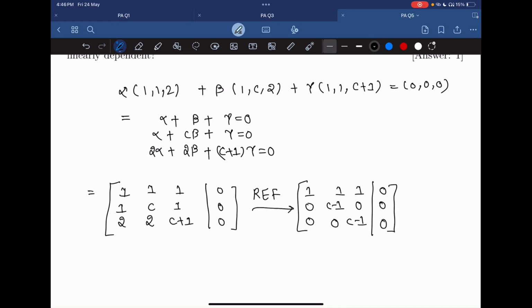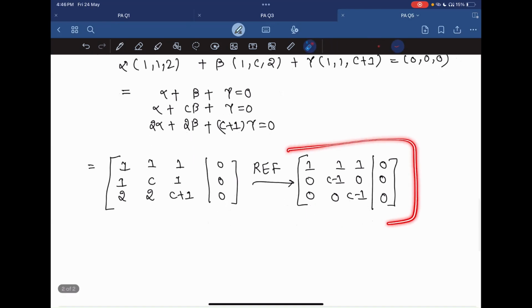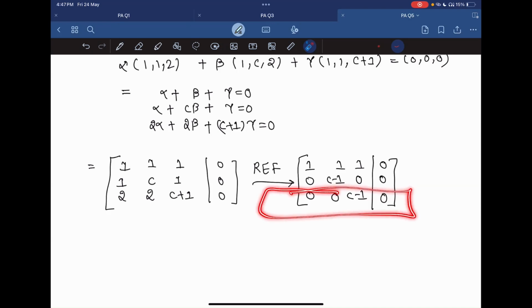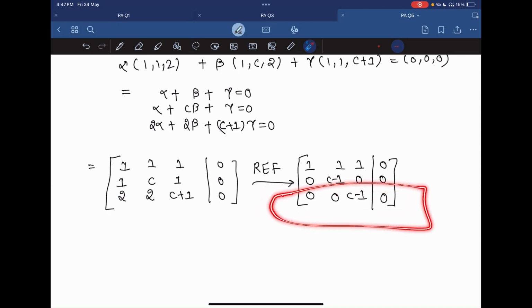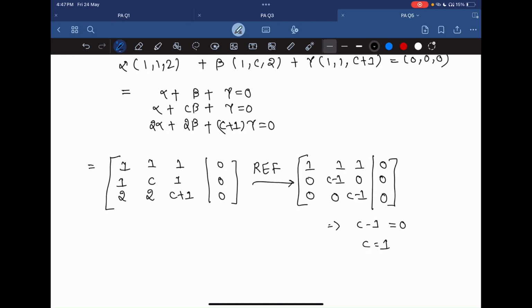Now, here, the system will have infinitely many solutions only when we get one row as the zero row. So let's consider the third row. This row will be zero row when c minus 1 is equal to 0. So we will get c equal to 1. So that is our answer.